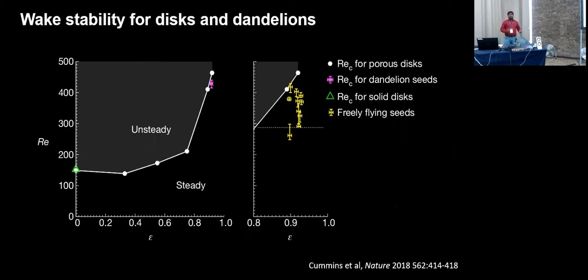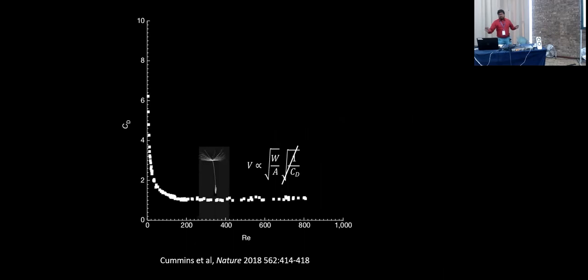And this is a map that we could get, showing the region of the stable critical Reynolds number where this vortex ring would be stable with respect to porosity. So if we keep reducing the porosity, it goes towards the behavior of a solid disk, and you can see the critical value.